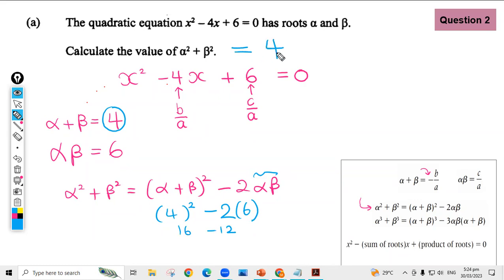Congratulations to those who got 4. 16 minus 12 is 4. I have a good feeling some people got tricked by this minus sign in front here. That is why they got the wrong answer. Let me know if you spot your mistake. And of course, let me know when you're ready to move on.